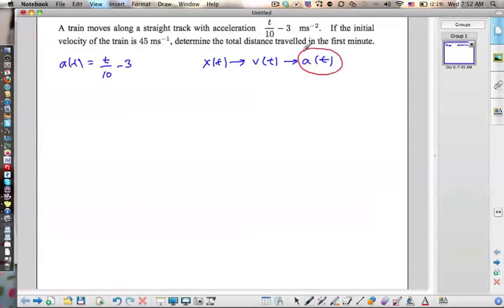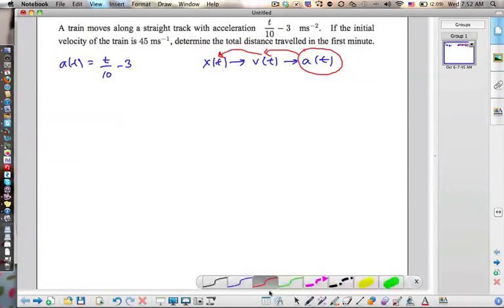So we're way over here. And the end of the question says to find the total distance. So we've got to go back to velocity, taking into account that the initial velocity is 45 meters per second, and then we've got to go back to distance traveled.